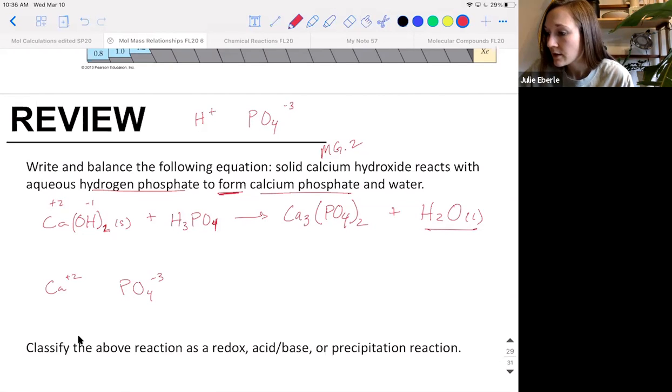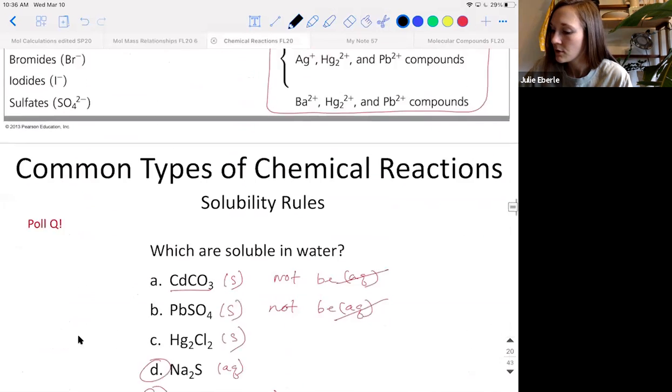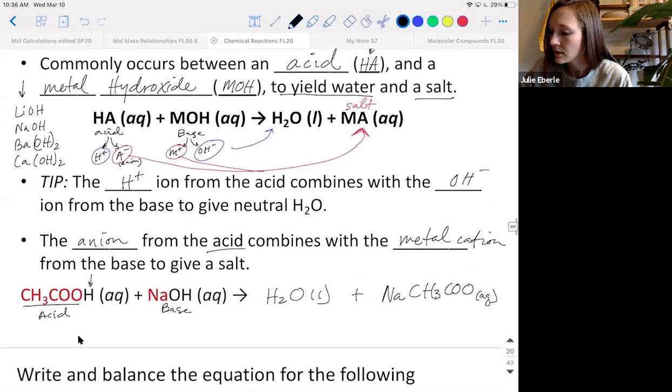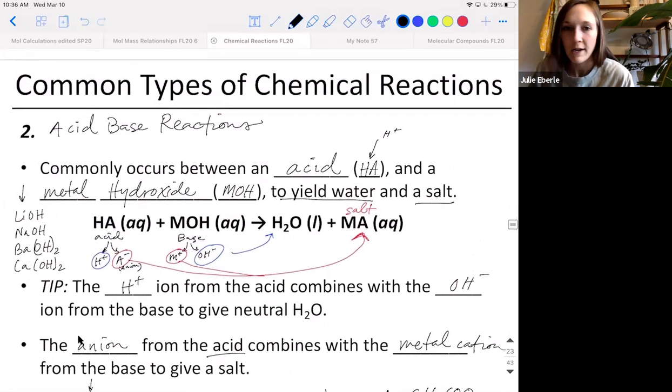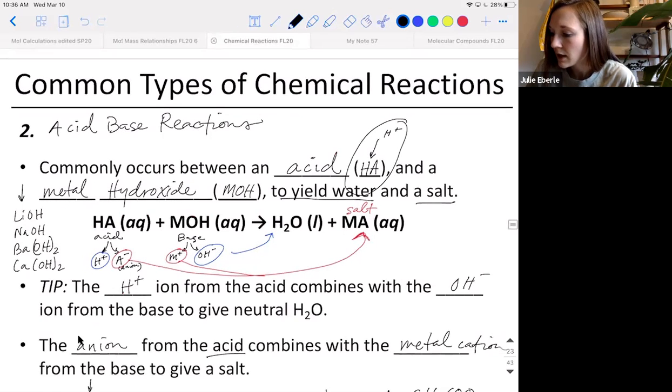Here's what else I noticed: we have a metal hydroxide, and then we have an acid. How do we abbreviate acids? Do you guys remember? I'm going to scroll over to this slide right here. Bradley, this is going to help. We abbreviate acids as HA, because acids donate hydrogens to other compounds in solution. And then we have a metal hydroxide. So this is a very generic form of an acid-base reaction.